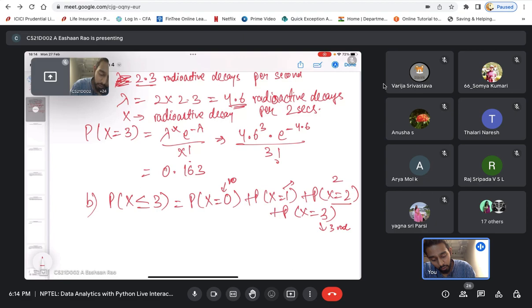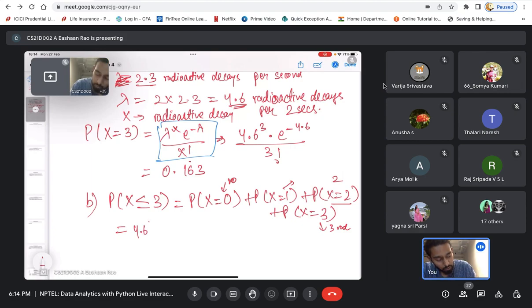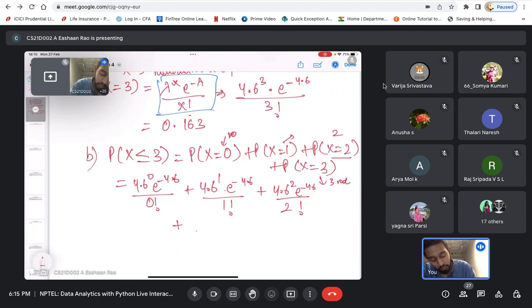So if we put everything into the formula from earlier, we will get 4.6 raised to 0 into e raised to minus 4.6 over 0 factorial, plus 4.6 raised to 1 into e raised to minus 4.6 over 1 factorial, plus 4.6 raised to 2 into e raised to minus 4.6 over 2 factorial, plus 4.6 raised to 3 into e raised to minus 4.6 over 3 factorial. If you do the calculation, the answer would be about 0.326.